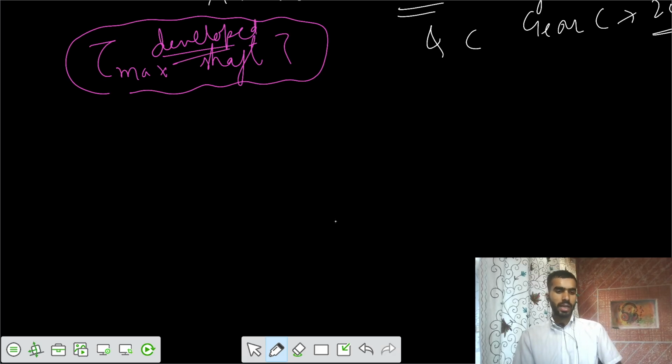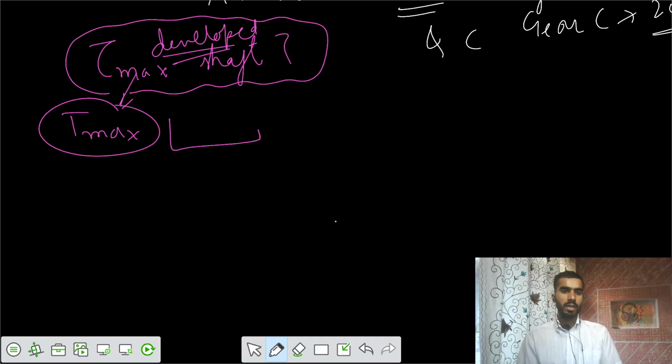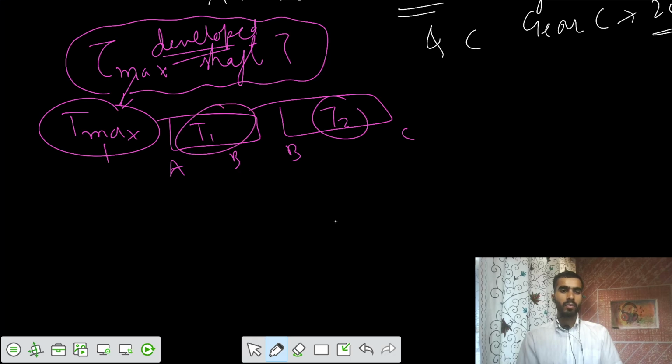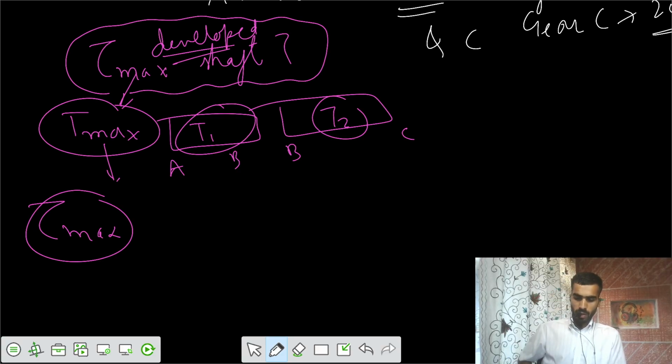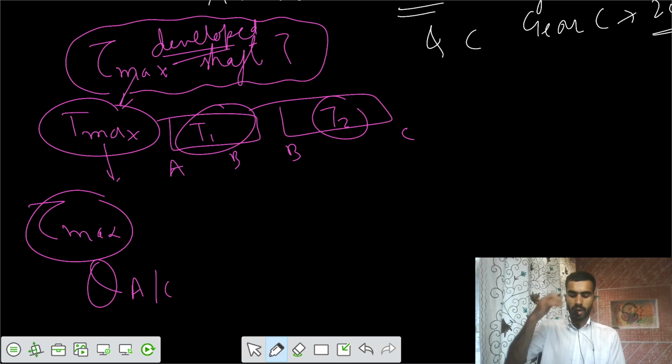So maximum shear stress we can calculate if we know the maximum value of torque developed in the shaft. We have two parts. One is your AB, and next one is your BC. Once you get the value of T1 and T2, out of those T maximum would be there, and you can get the value of tau max. Also after that, you can solve for the angle of twist theta between A and C. From side A we have the motor, and from side C we have the gear. So you can say theta C with respect to A. Value of G equals 80 gigapascal.